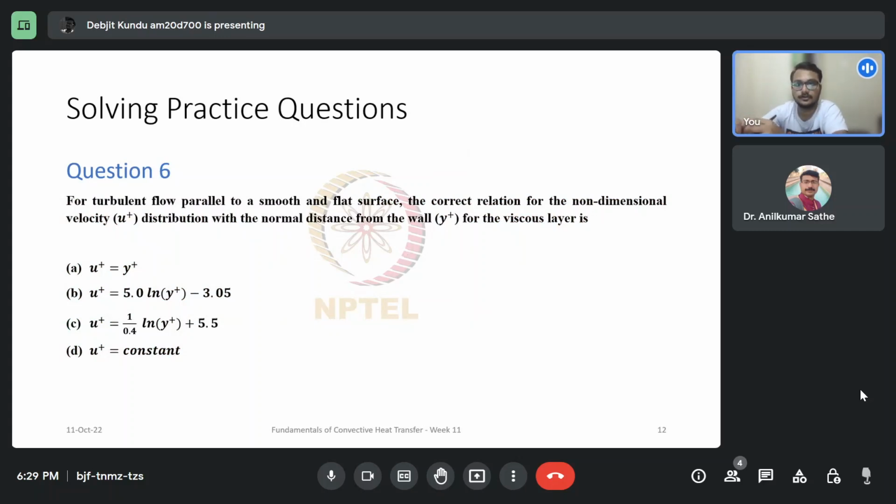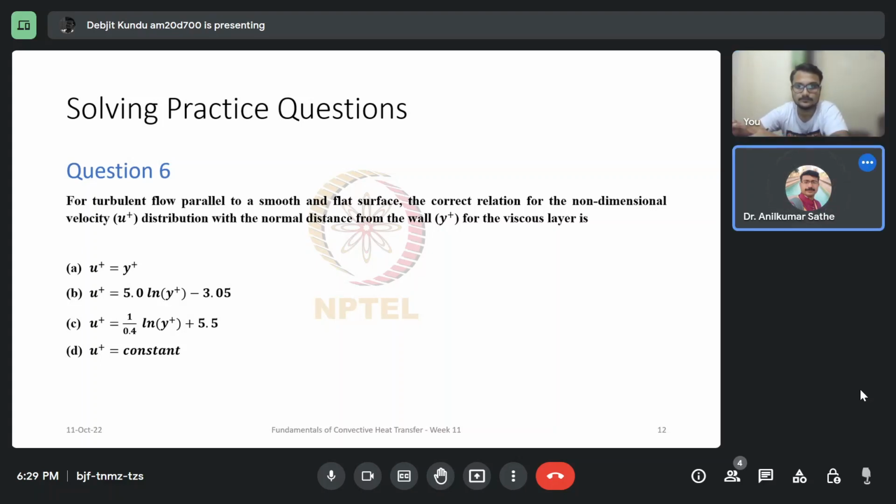For turbulent flow parallel to a smooth and flat surface, so it's basically flow over a flat plate, the correct relation for non-dimensional velocity u plus distribution with the normal distance from the wall y plus for the viscous layer is: option A, u plus equal to y plus? Option B, u plus equal to 5 ln y plus minus 3.05? Option C, u plus equal to 1 by 0.4 ln y plus 5.5? Or option D, u plus equal to constant?